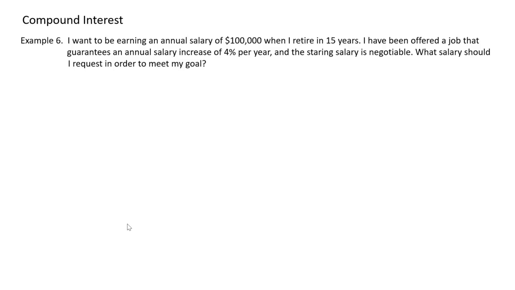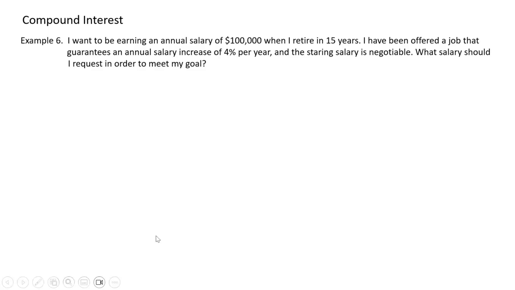So for example, for this example, it says I want to be earning an annual salary of 100,000 when I retire in 15 years. I have been offered a job that guarantees an annual salary increase of 4% per year. So every year it's a 4% increase. And starting salary is negotiable. So what salary should I request in order to meet my goal?